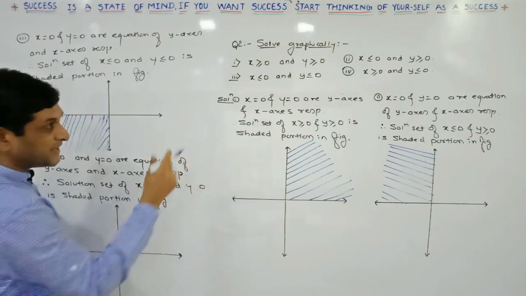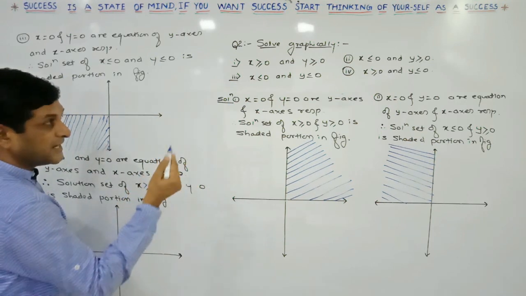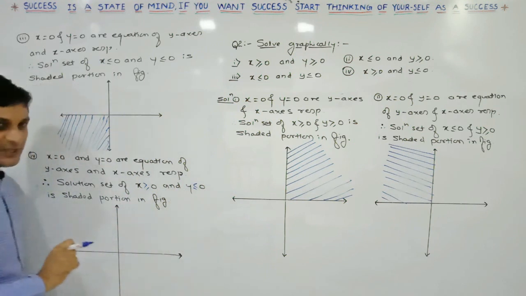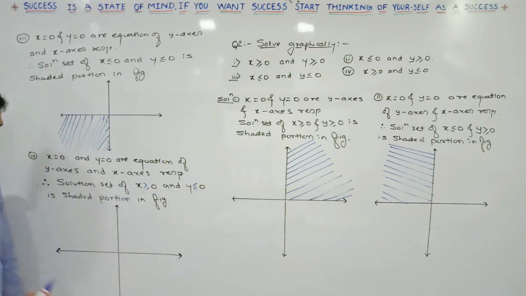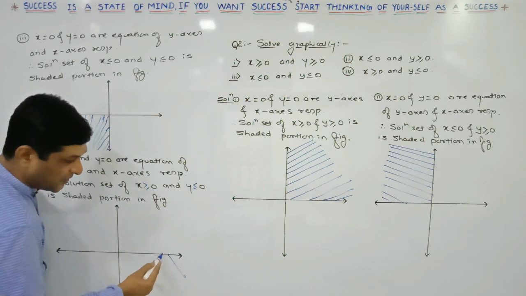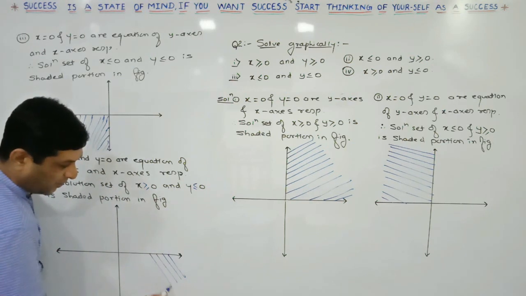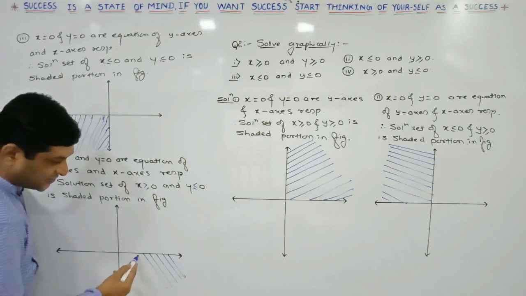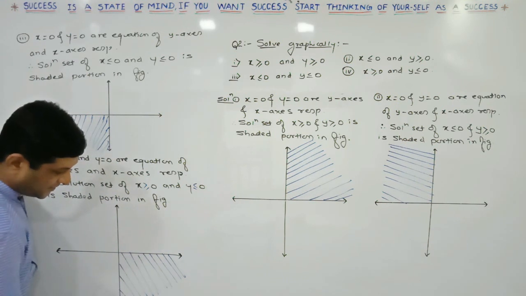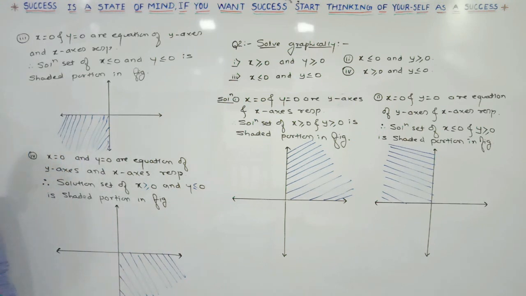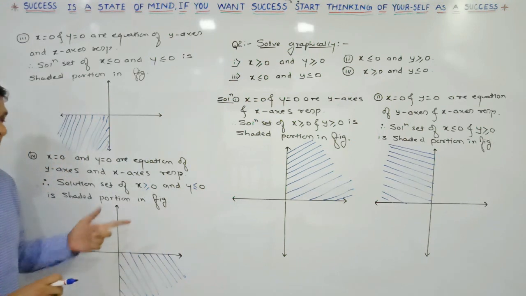Observe the given example, x is greater than or equal to 0 and y is less than or equal to 0. Means x is positive and y is negative, and this condition is satisfied in which quadrant? In the fourth quadrant. So all the points on the positive direction of the x-axis, all the points in the fourth quadrant, and all the points on the negative direction of the y-axis are included in what? The solution set.